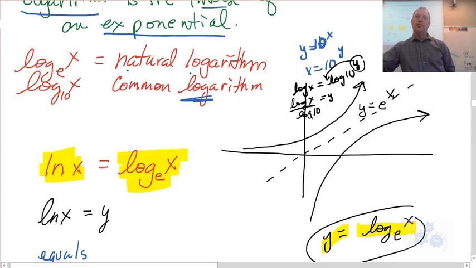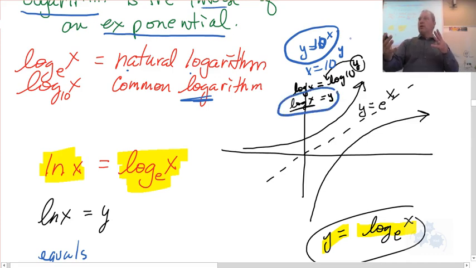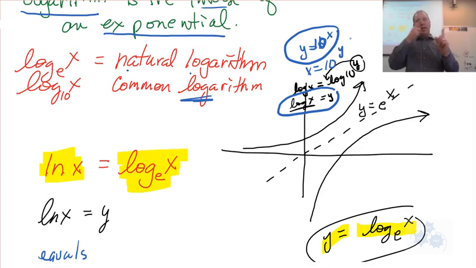Now log of 10 base 10 is actually 1. So I have y equals log x. So if I had y equals 10 to the power of x, the inverse function is y equals log x. So an exponential function with base b has an inverse function, swapping x and y, of log base b.